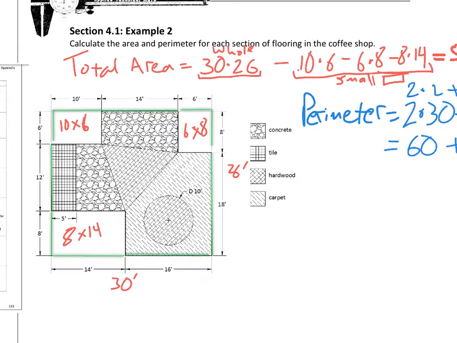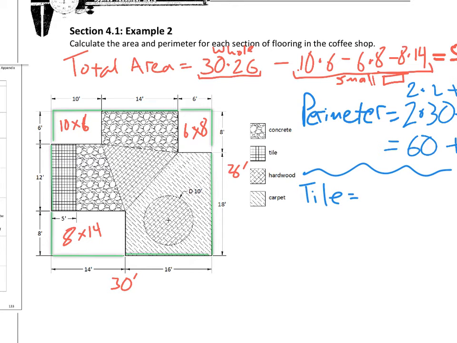So let's start with the tile. We're going to find the different areas. The tile here, that's this area right here, it's a rectangle. And there's only one area of tile. That's like the back. I'm guessing that's where the serving area is maybe. So this is our coffee shop. This is probably where the espresso machine and the counter and stuff are.